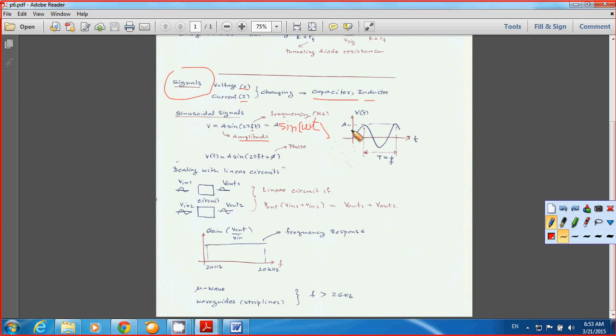You take a look at the plot between the voltage and the time. This is your amplitude, the maximum voltage, and this is your period, that's equal to 1 over f. You can draw the plot like this one here. And sometimes you also have the phase, it comes into play in the voltage equation also.